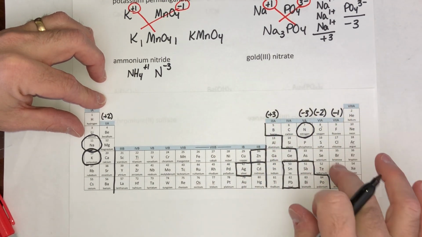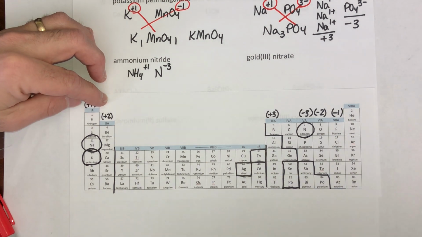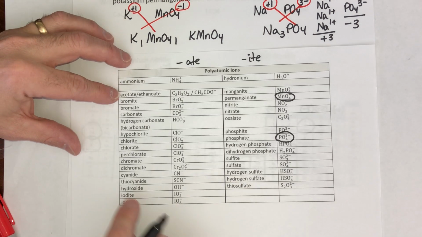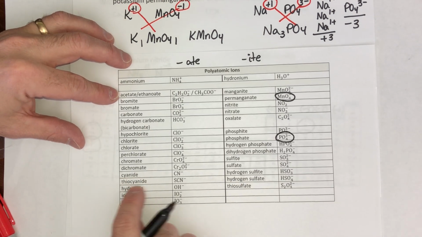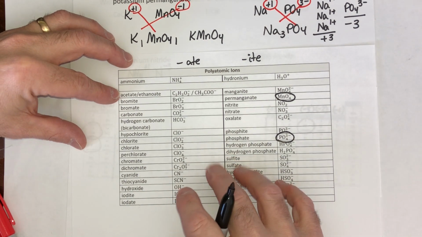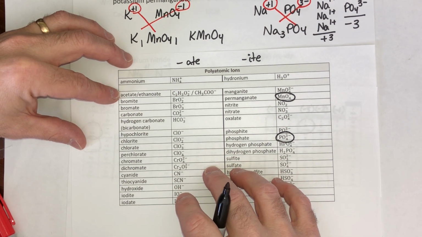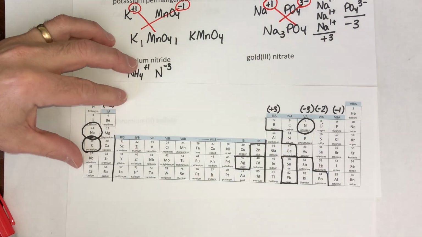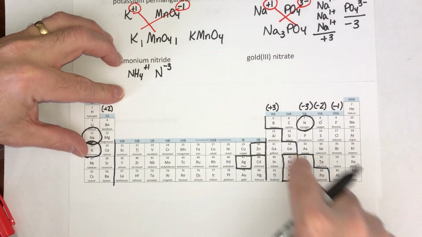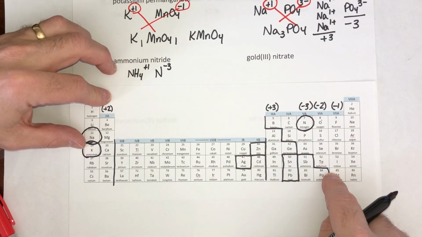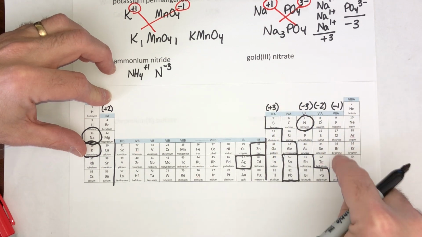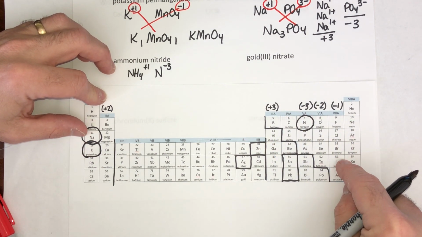Now, you really can't use the "ide" ending to guarantee that it's going to be a nonmetal from the periodic table, because if you look at your polyatomic ions table, there are a couple that end in "ide." I've got cyanide, thiocyanide, hydroxide. So there are a few things on here that do end in "ide." The minute you see "ide," you cannot assume it's going to be a nonmetal. The chances are high because most of the things that end in "ide" come from the nonmetals, but it's not 100% guaranteed.